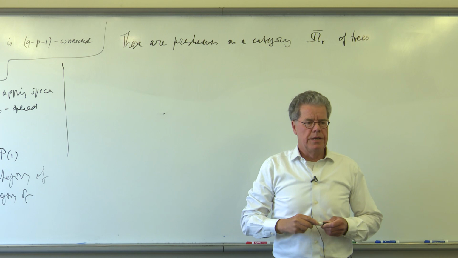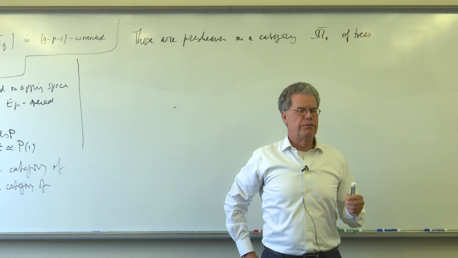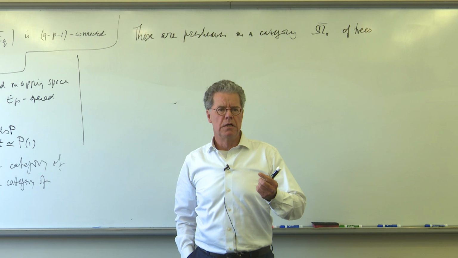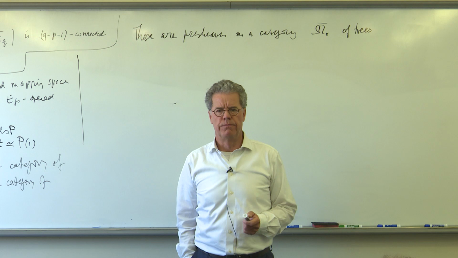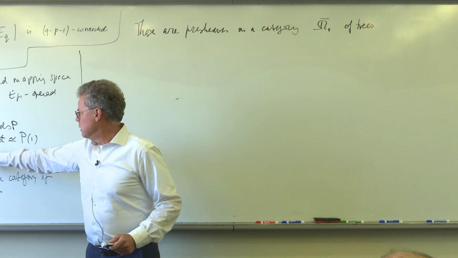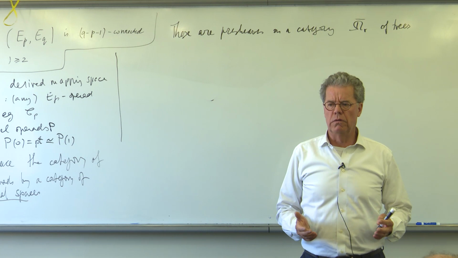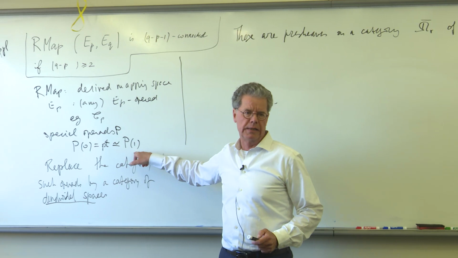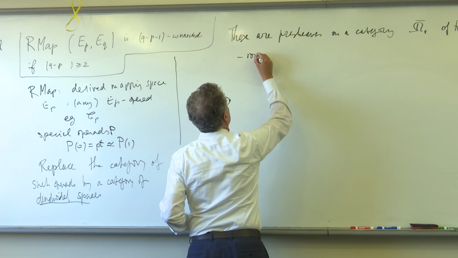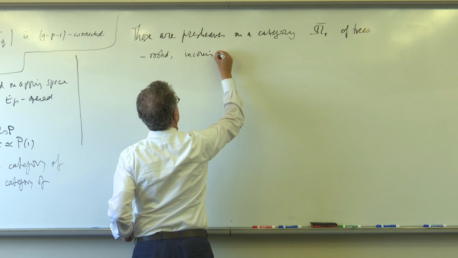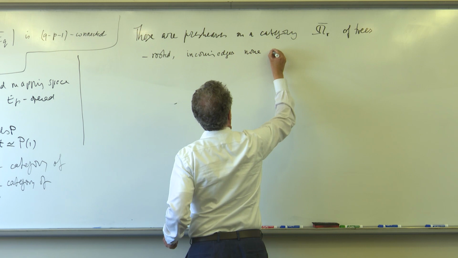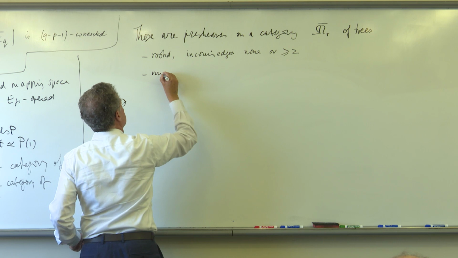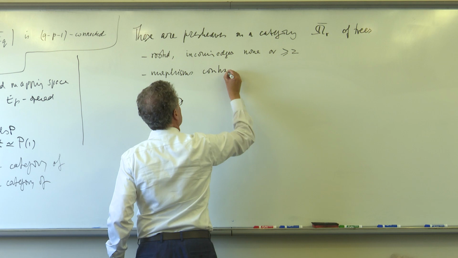So a tree has edges and vertices. These trees have a root, so they are naturally directed to the root. So for every vertex, I can talk about its output edge and the number of input edges. The number of input edges can be zero, which is related to the fact that P_0 is a point, or it can be two or larger, but not one, because that's related to the fact that I only have the identity operation here. Okay, trees, so rooted, incoming edges, none, or at least two. And the morphisms contract edges, inner edges, not the root.